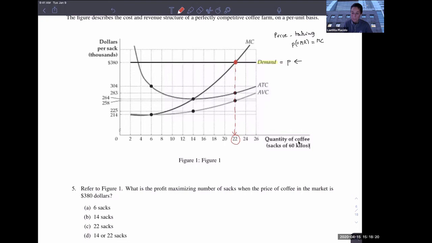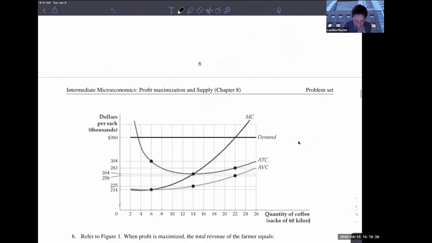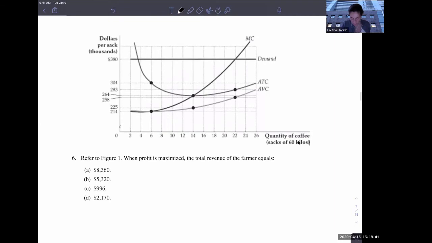Okay. Question on this? All right. So the answer here is 22. C. Okay. So let's move to question 6.